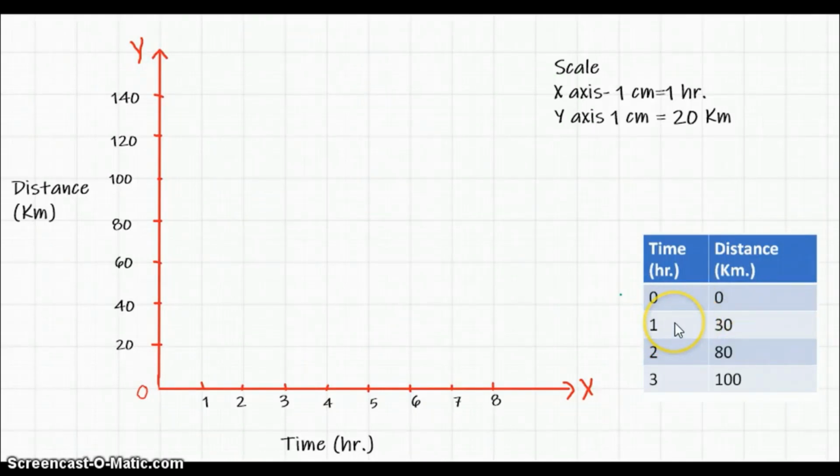After 1 hour the vehicle covered 30 kilometers. After 2 hours the vehicle covered 80 kilometers, and after 3 hours the vehicle covered 100 kilometers. So you have to plot this. How will you plot? At 0 the vehicle covered 0 kilometers.